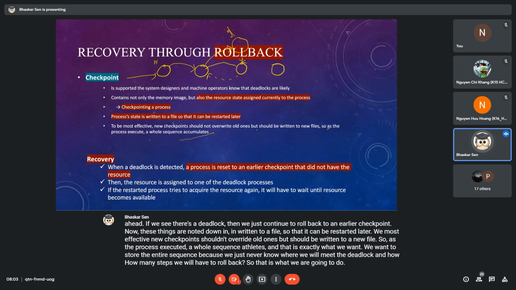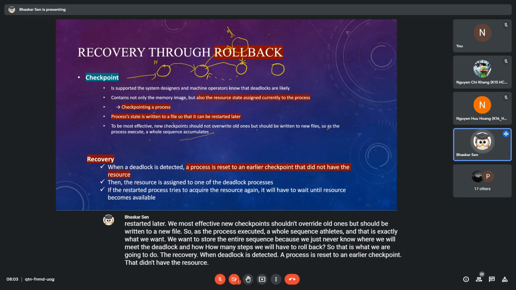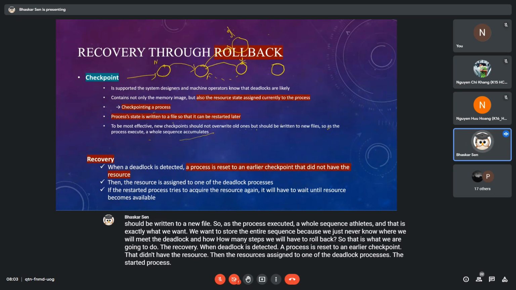The recovery: when deadlock is detected, a process is reset to an earlier checkpoint that didn't have the resource. Then the resource is assigned to one of the deadlocked processes. If the restarted process tries to acquire the resource again, it will have to wait until the resource becomes available.